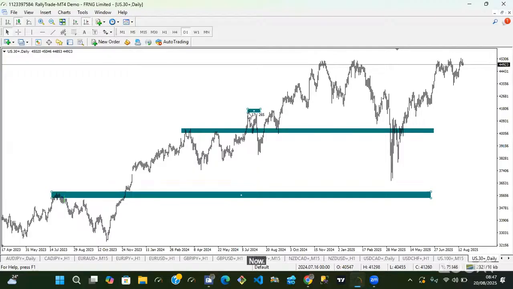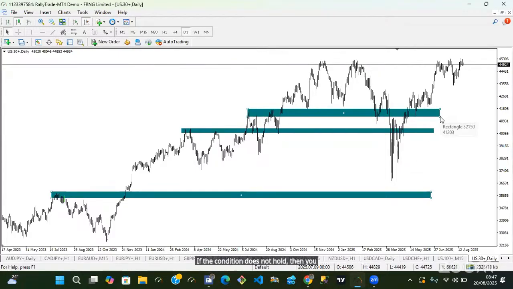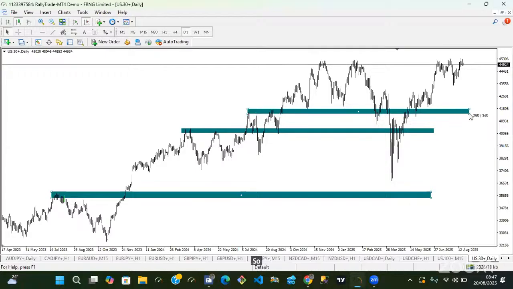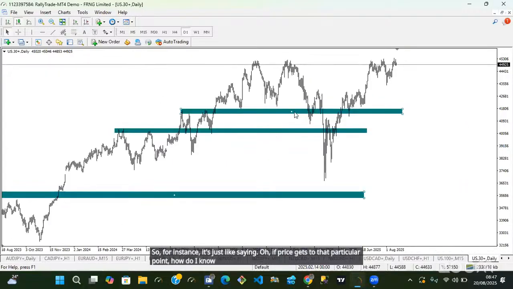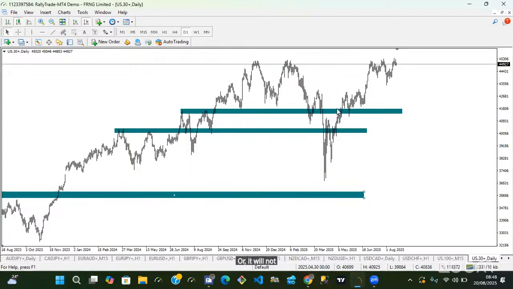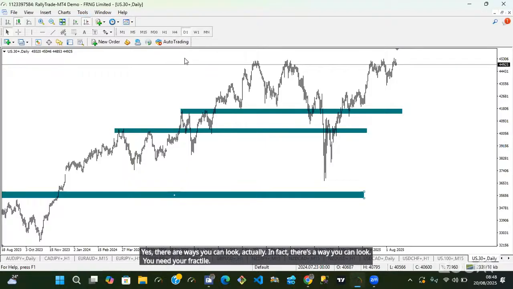Now there are conditions for you to know if it will hold or if it will break. If the condition does not hold, then you wouldn't have a good trade. So for instance, if price gets to that particular point, how do I know if it's going to buy off from there or it will not buy? How do I know if it's going to break it? Yes, there are ways you can know, actually. You need the fractal to help you determine that.